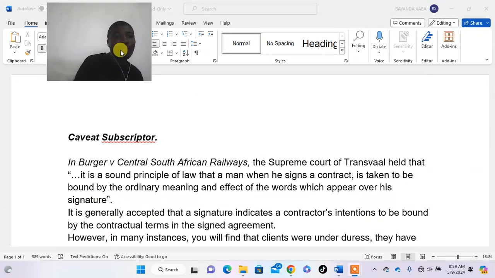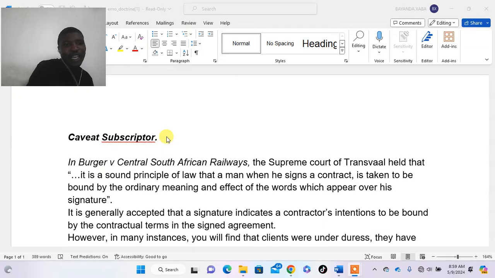When you answer, you must remember, have you ever heard about the caveat subscriptor? Of course, you may not have heard about it. It means that you are bound by your signature. This was decided in the case of Burger versus Central South African Railway, where the Supreme Court of Transvaal held that it is a sound principle of the law that a man, when he signs a contract, is taken to be bound by the ordinary meaning and effect of the words which appear over his signature. So it means that Carol is bound, according to this caveat subscriptor.